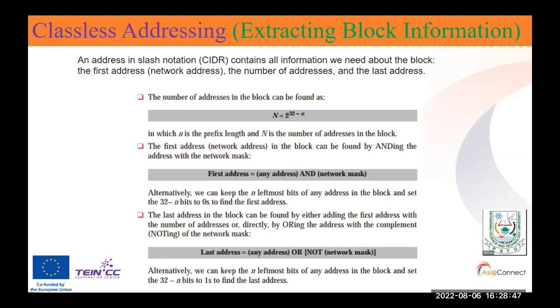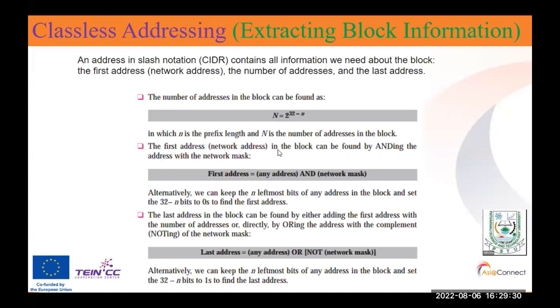If I give you a single address with slash notation, then you can calculate the total number of addresses, the first address or network address of this IP address block, the number of addresses in this block, and the last address of this block. There are three steps you need to follow. The number of addresses in the block can be found using this equation, N equal to 2 to the power 32 minus n, where n is the prefix length, so slash n is the prefix length, and capital N is the number of addresses in the block.